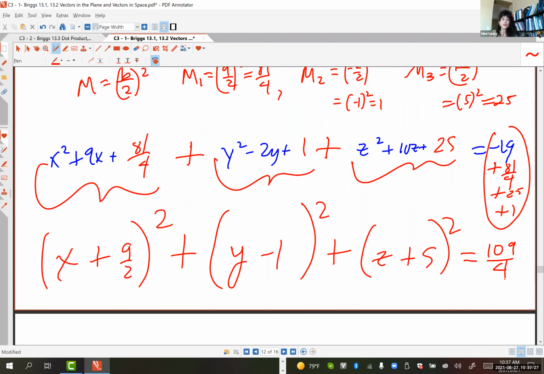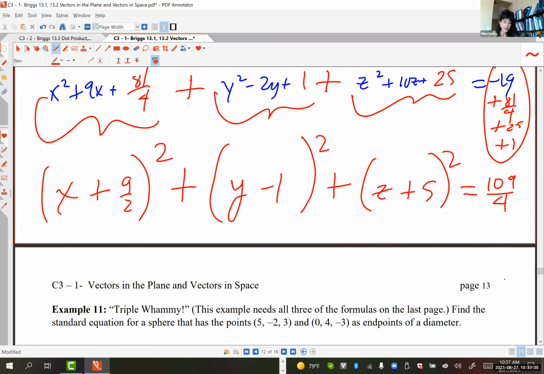Okay, good news. We're halfway there. We have the sphere in standard form. Cherry pick the center point and radius off of this equation. I'm going to put the wrong answers here, so you play teacher and tell me, what did I do wrong?